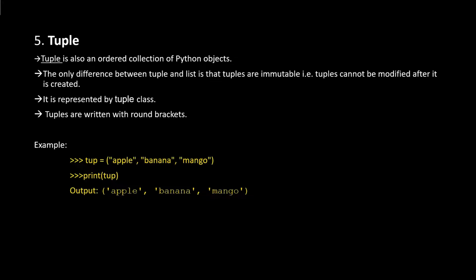Here is an example you can have a look at. Tup equals round brackets. Between the round brackets we have passed apple, banana, mango, and print the tuple. We get the output apple, banana, mango. This is about the tuple.